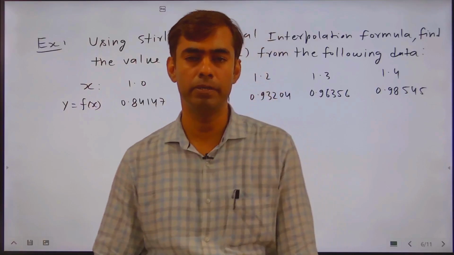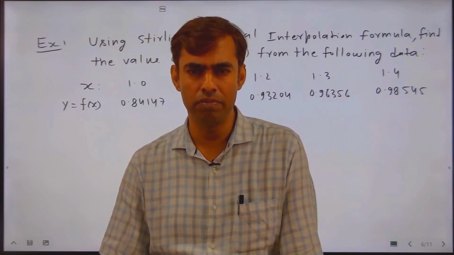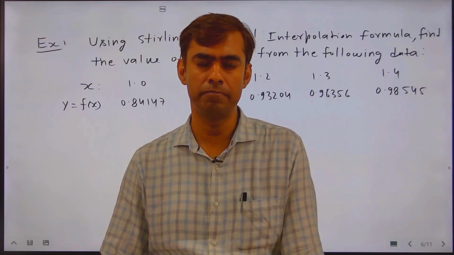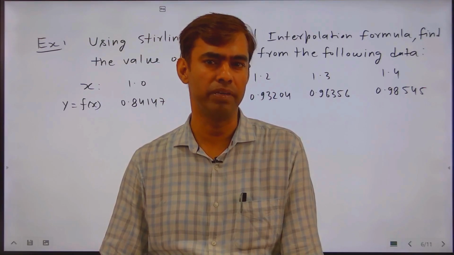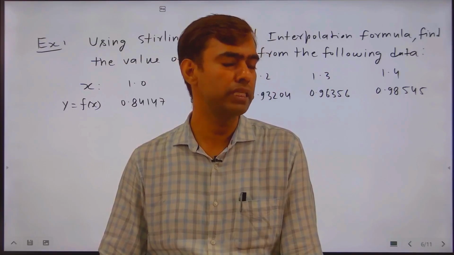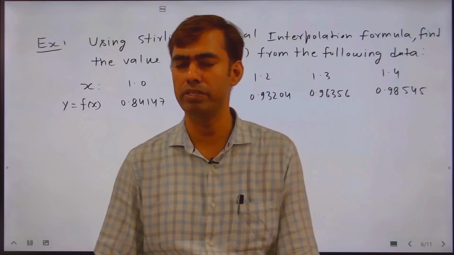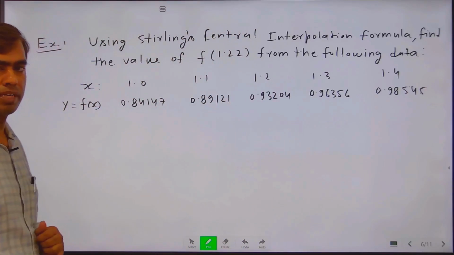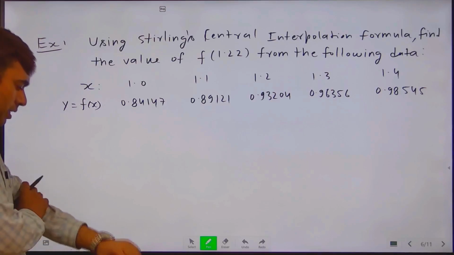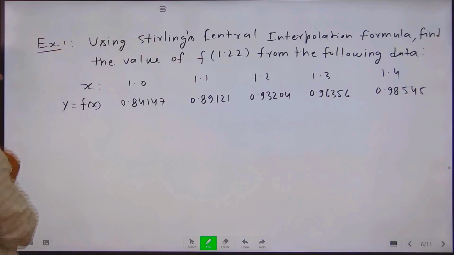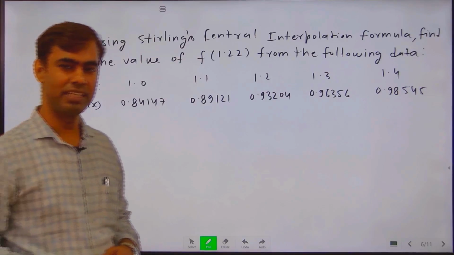So now we are going to solve one numerical example based on the Stirling interpolation formula. In other words, using the Stirling interpolation formula, we are going to solve a numerical problem. What is the numerical problem? Stirling means one numerical example. So what is the problem?